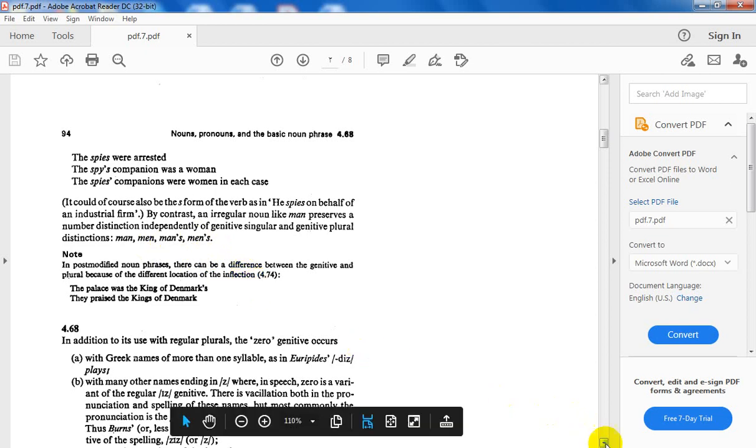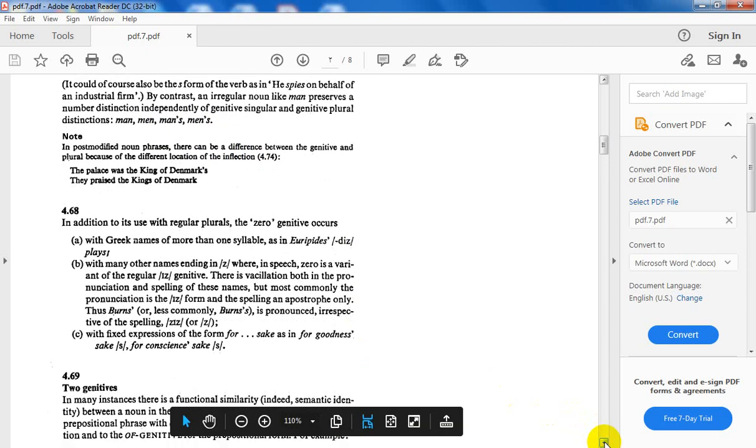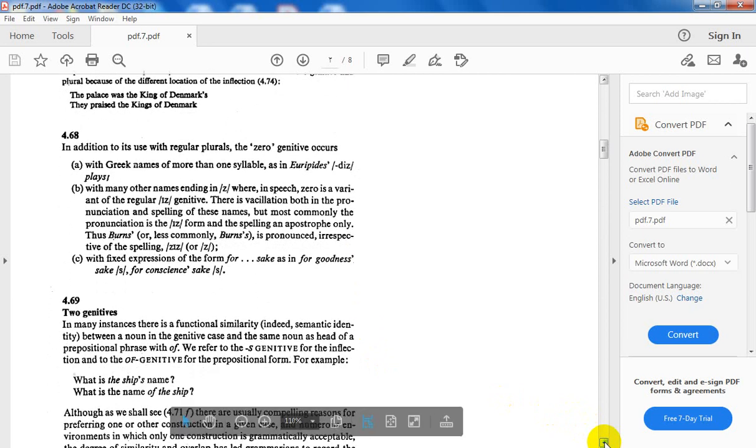Again, we have certain nouns that have zero genitive, without S. With the Greek names of more than one syllable, as in Euripides. Here, Euripides, it is just adding an apostrophe without S. Euripides' play. With many other names ending in Z, where in speech zero is a variant of the regular S genitive.